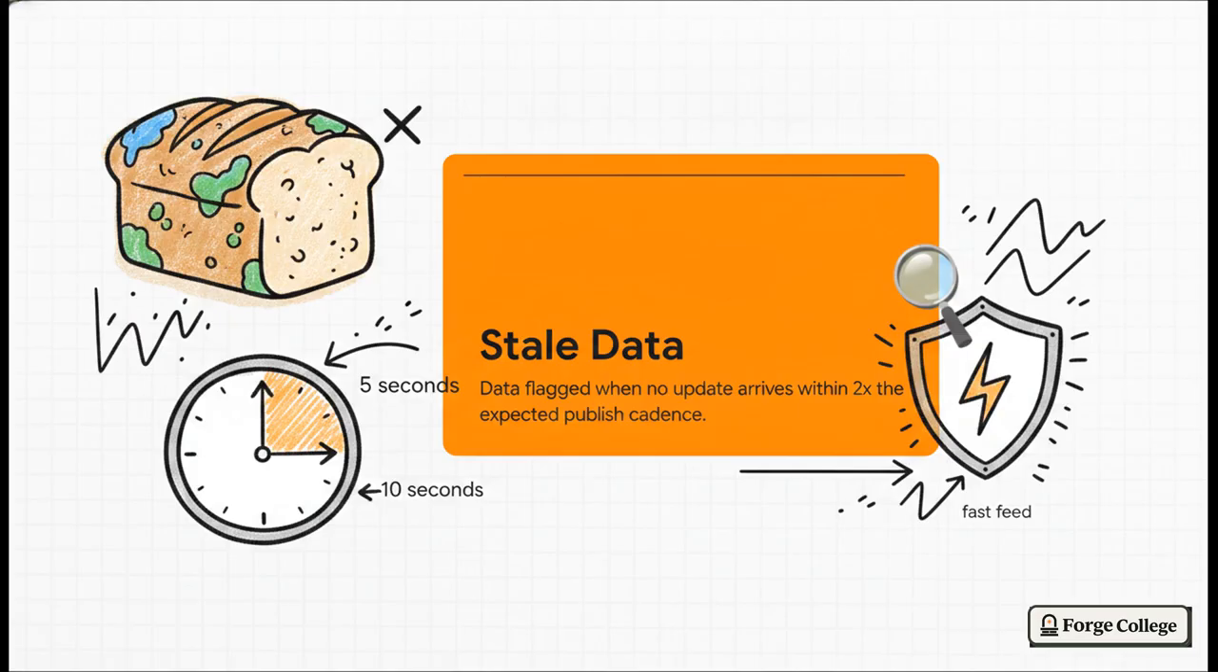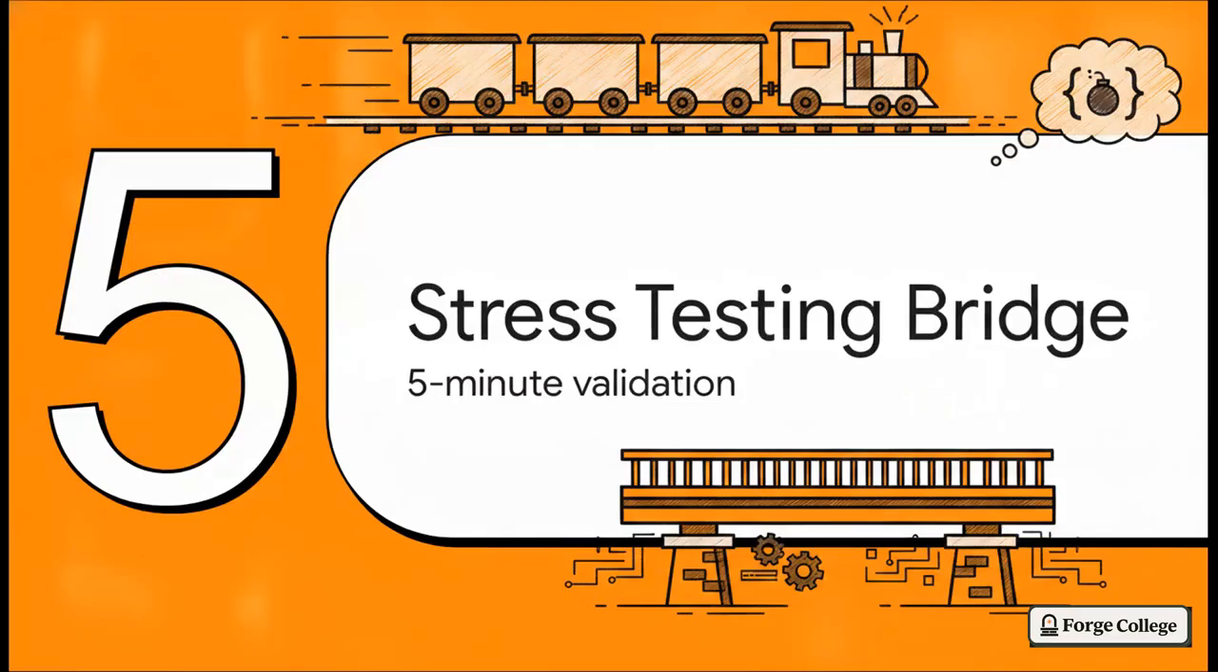If you have a fast feed that usually updates every 5 seconds, and you suddenly go 10 seconds without an update, flag it as stale. It's a simple 2x rule, but it acts as a massive shield, protecting your downstream execution logic from acting on totally obsolete market conditions.